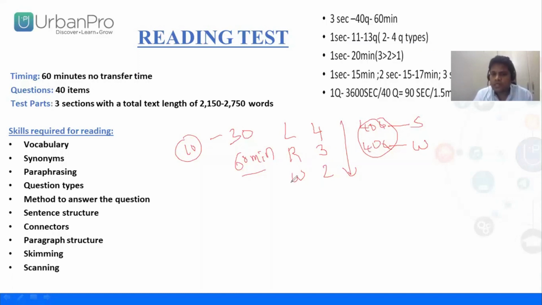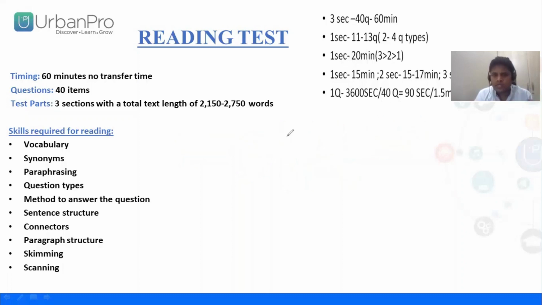Reading and writing differ between IELTS academic and general. The general test is easier than the academic test. The question types, method, and strategy are almost the same, but only the difficulty level differs. So reading and writing are different for general or academic. Listening and speaking remain the same.